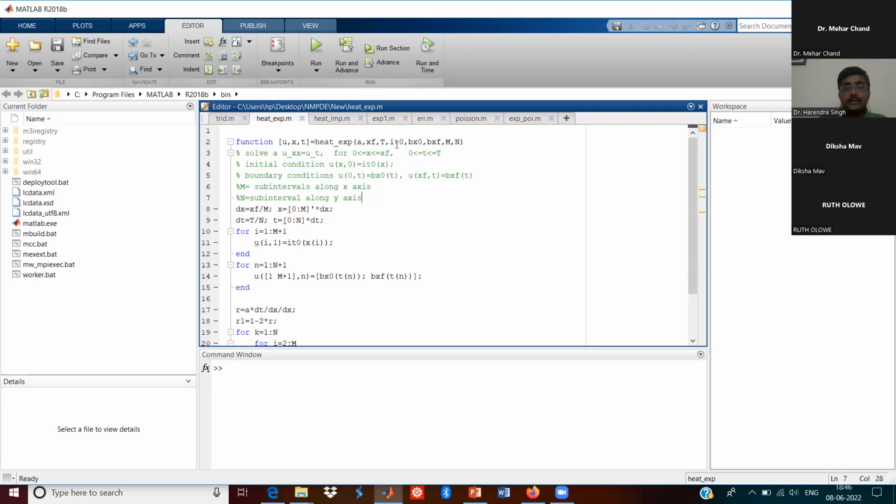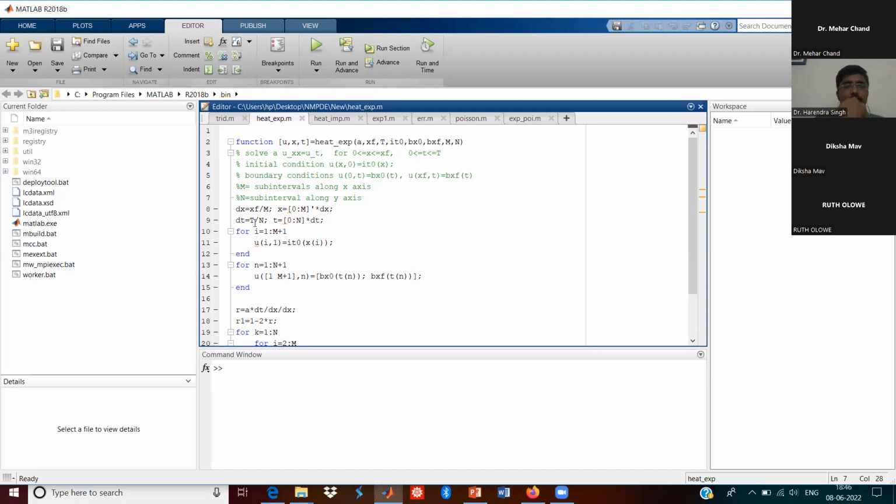it0 is the initial condition, and bx0 is the boundary condition at the starting point, and bxf is the boundary condition at the final boundary point, and m is the number of subintervals along the x-axis, and n is the number along the t-axis. I have already explained these things here. You can see that all notations are given. I will provide this program to you, so it will be easy for you to know each notation.